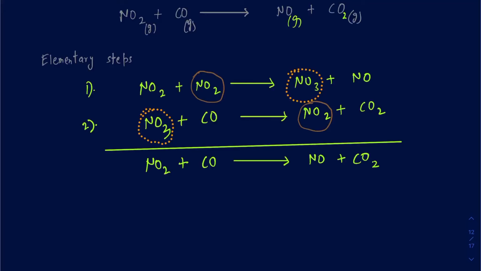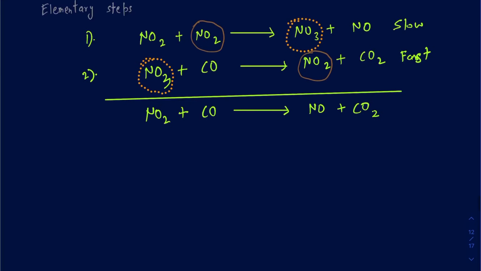In addition, we are told that your first elementary step is the slower step, and the second elementary step is the fast step. We are only going to be focusing on the slowest step, and if your first step is indeed the slowest step, then you don't really have to worry about what's going on in the next steps and so on.